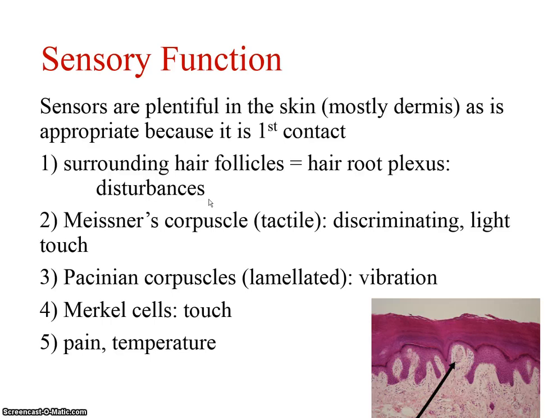All right? I know that sounds weird, but you're aware, right? Meissner's corpuscles, again, these are what we call discriminative touch, that light tactile sense that you've been touched, right? Deeper down, there are these Pacinian corpuscles.